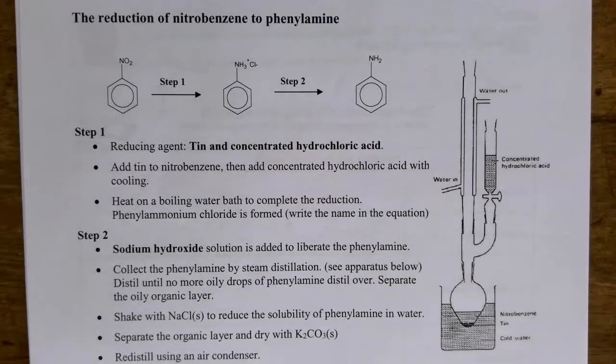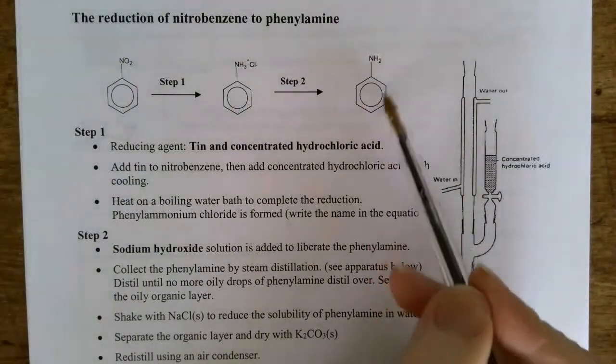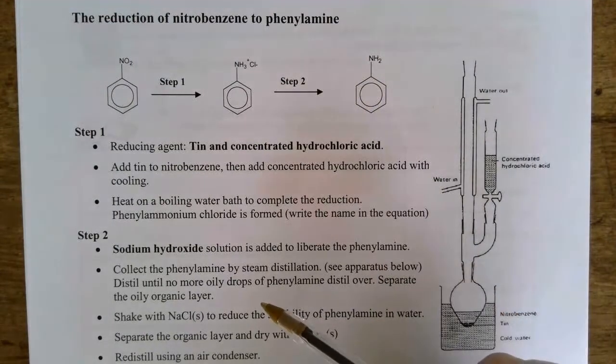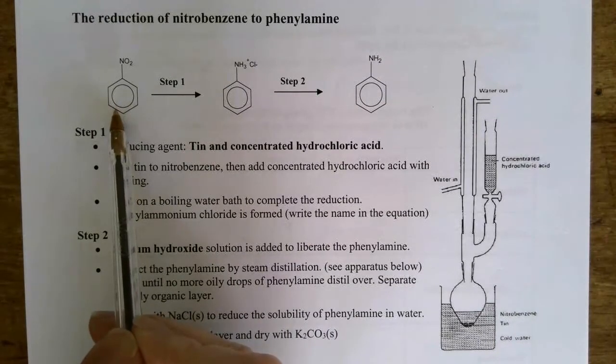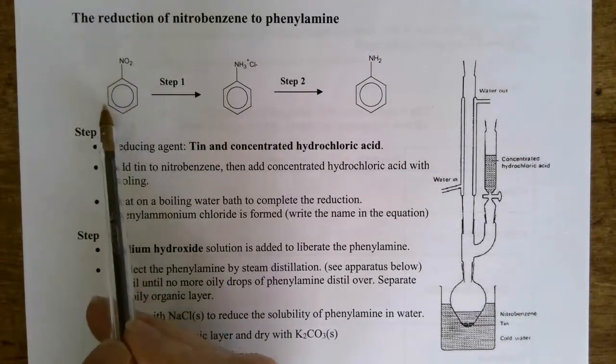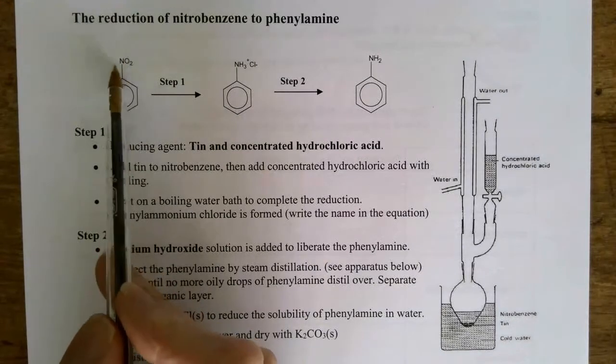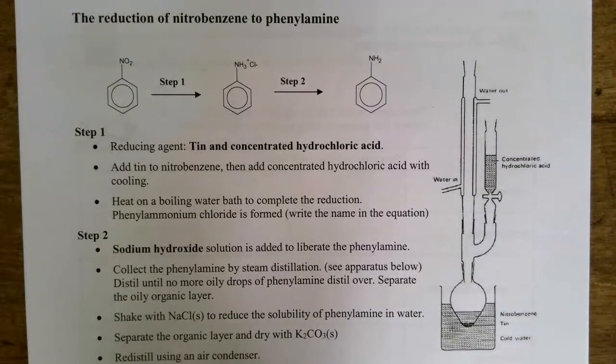Okay, last but not least, we need to look at the preparation of phenylamine. This is an amine where you have a benzene ring attached to it, and it is slightly different from the reactions of the aliphatic, straight-chained groups. So we have to start with a compound called nitrobenzene. This is a benzene ring here, and it has an NO2 group attached to it.